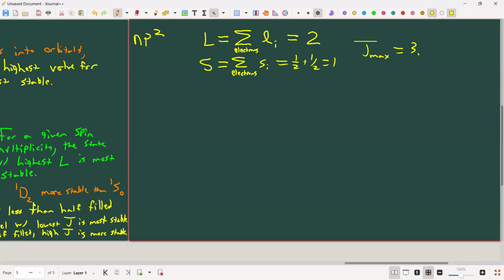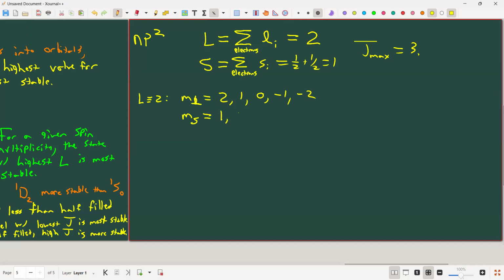So if L is equal to 2, M sub L, M sub big L can be 2, 1, 0, -1, and -2. And M sub S, the total spin projected on the z-axis, can be 1, 0, and -1. Okay, so each electron can be in one of these configurations, and any combination of them.